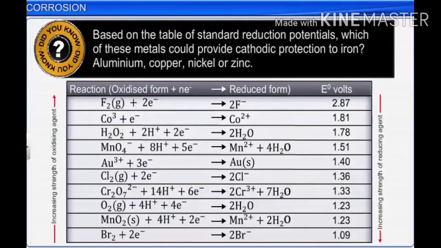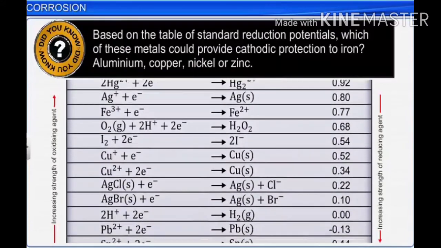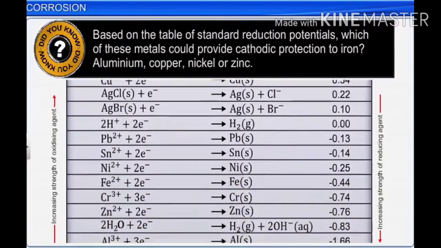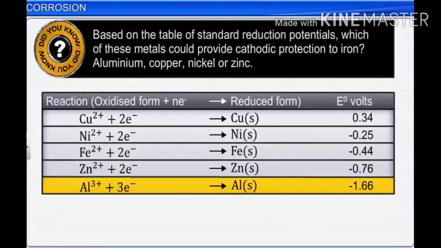Try to answer this question on your own before proceeding. Based on the table of standard reduction potentials, which of these metals could provide cathodic protection to iron? Aluminium, copper, nickel, or zinc?